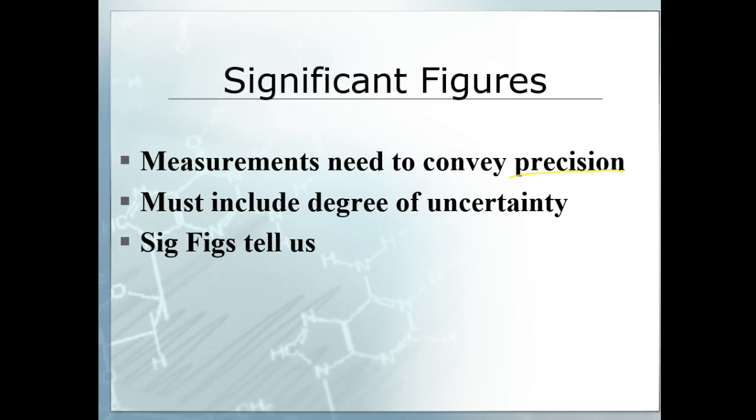If you think about when you shoot an arrow at a dartboard or at a target, if you get close to the center of the target, you're accurate. If you hit the target in nearly the same place every single time, no matter whether you hit it on target or off target, it's precise. There is a degree of uncertainty, and significant figures tell us this. That's what SIGFIG stands for, significant figures.